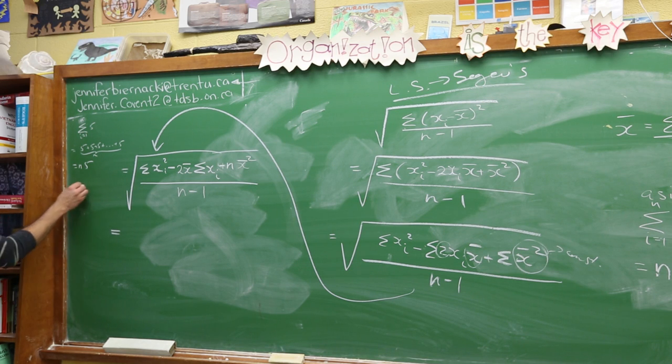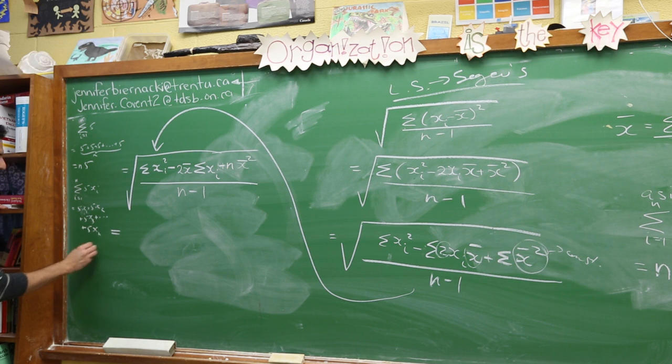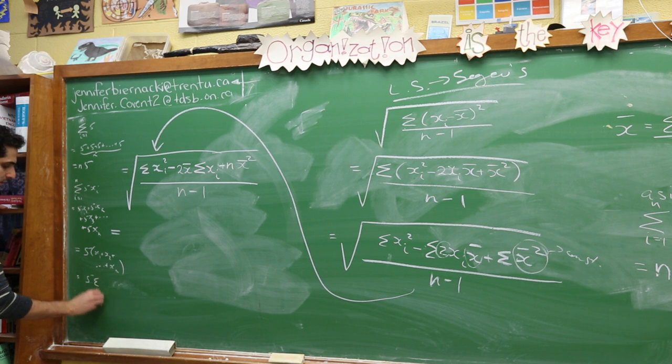Now also, what if you had sum from i equals 1 to n of 5 times xi? Well, that would be 5x1 plus 5x2 plus 5x3 plus dot dot dot plus 5xn. Factor out the 5, you get 5 times x1 plus x2 plus dot dot dot plus xn, which is the same thing as 5 times sum of i equals 1 to n of x sub i.